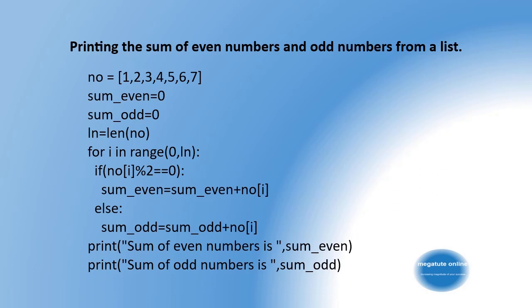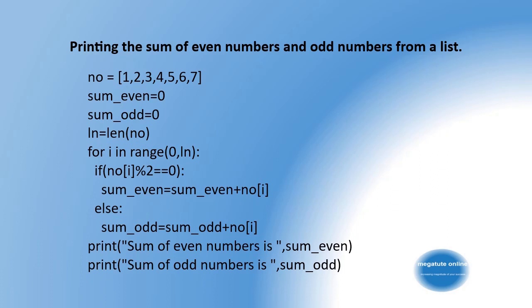So it will add to the sum even variable, otherwise it will add to the sum odd variable. Then out of the loop, when the loop finishes, it's going to print sum of even and sum of odd numbers separately. So this is the way you can access every element, and also you can put condition on every element which you access from the list.